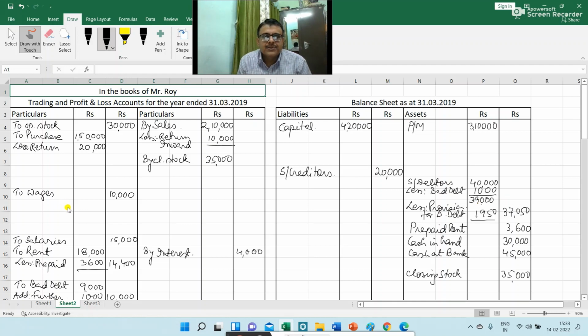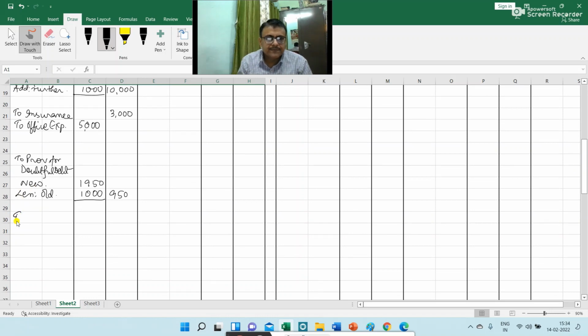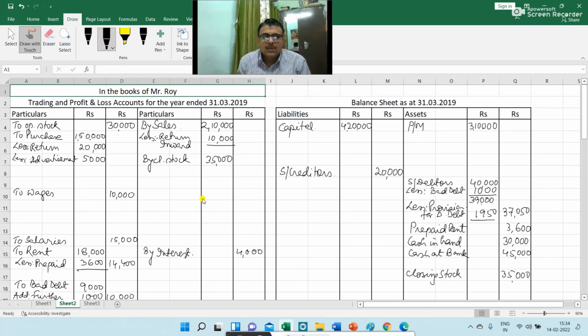The next item is the advertisement expense. I am reducing the amount of advertisement, that is the free sample you can say, 5,000 from purchase, and in the P&L account I am writing to advertisement 5,000. Next item is regarding purchase of machinery. I am reducing machinery purchase 20,000 from purchase, which was recorded wrongly.